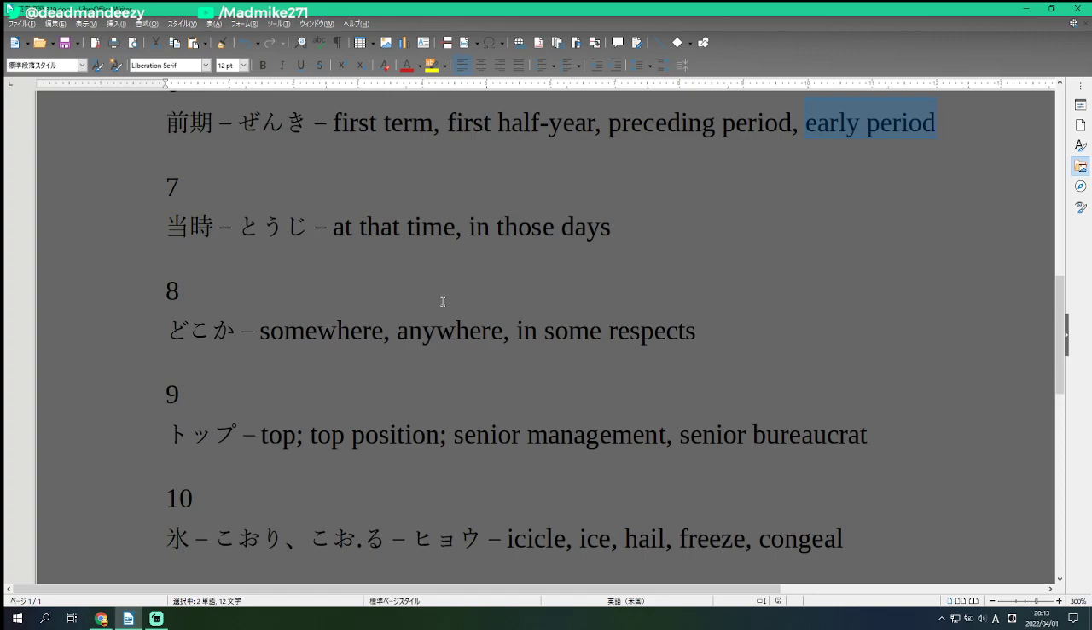Number 7 is toji. To is to hit, strike, or to hit a nail on the head, kind of, and ji on the right side is time. So a previous time that you're referring to, or at that time, is like hitting the nail on that time and not on some other time we're talking about. At that time or in those days is toji.